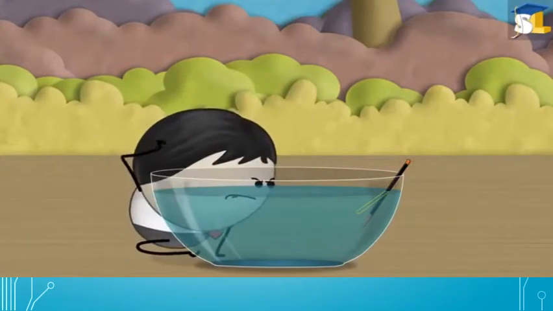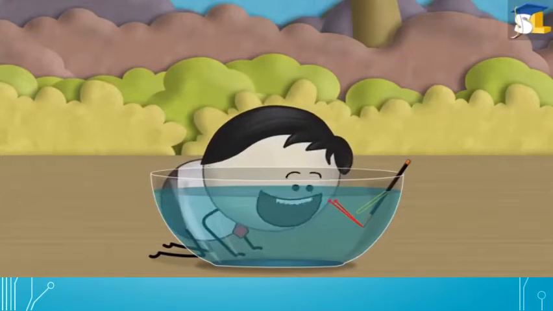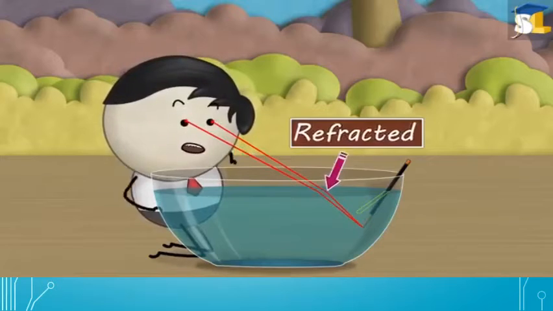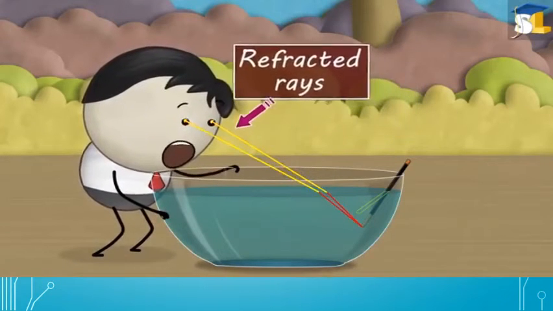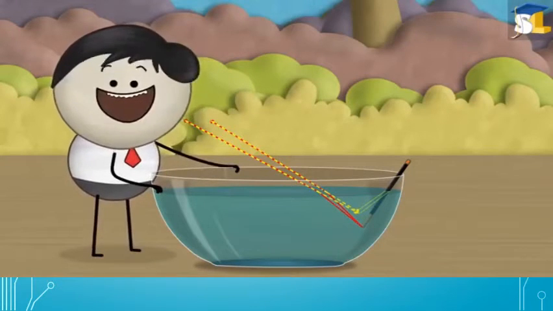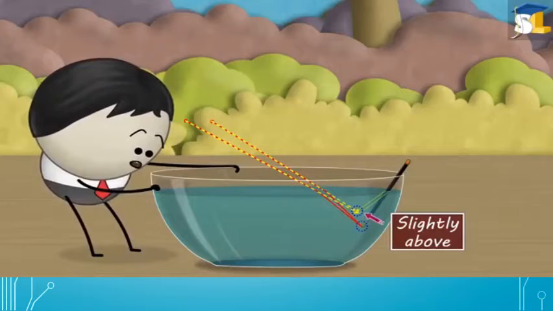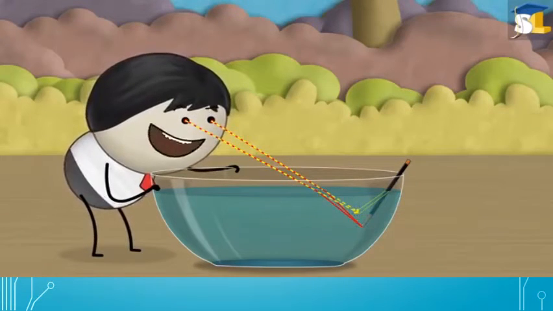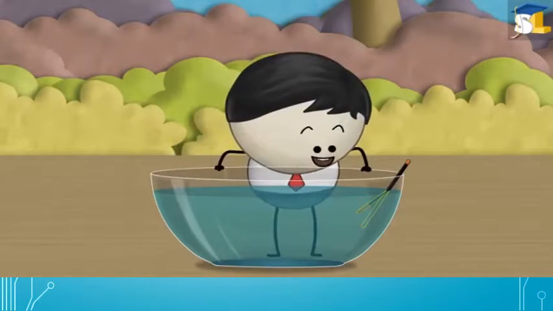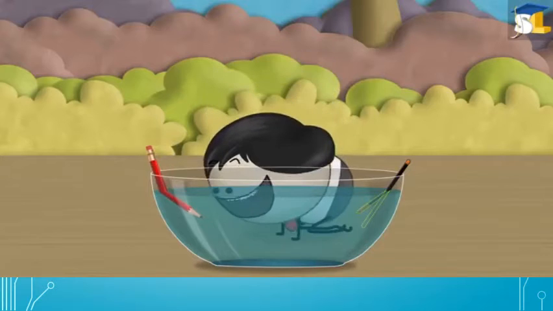When the light rays coming from the tip of the magic wand pass from water to air, they change their direction, that is, they get refracted. When these refracted rays reach our eyes, trace them backward as straight lines. Due to this, the rays appear to come from a point slightly above the original position. Hence, the magic wand appears to be bent in water. Similarly, like the magic wand, a pencil appears to be bent in water.